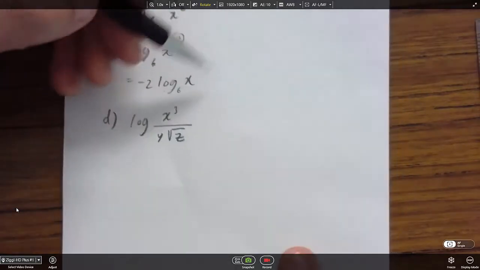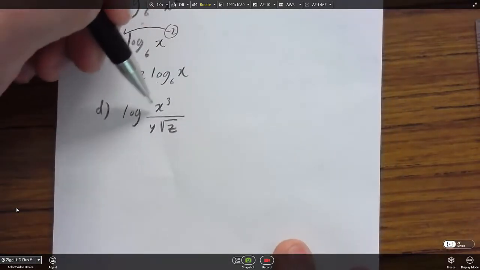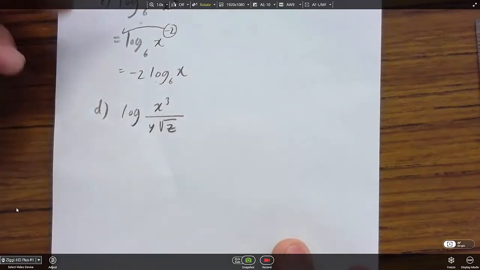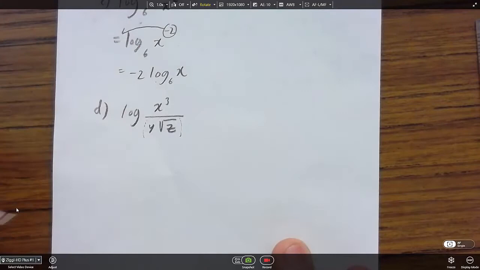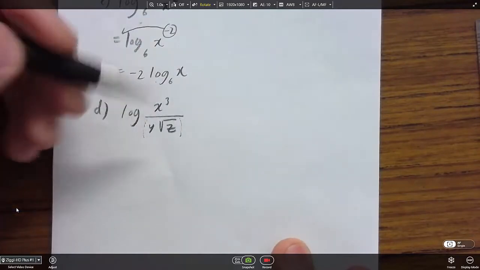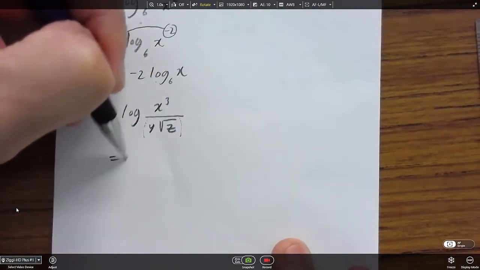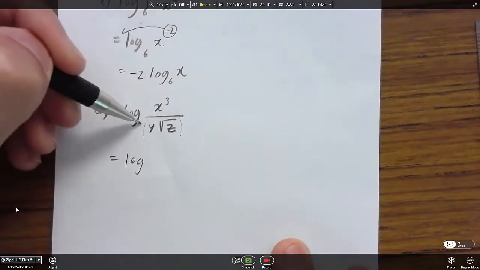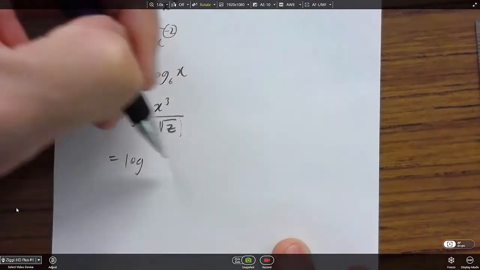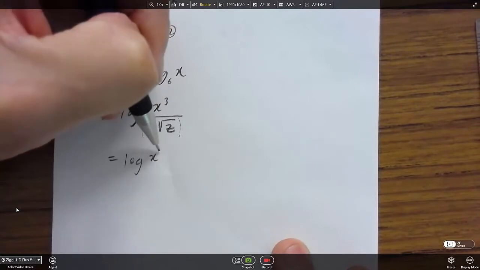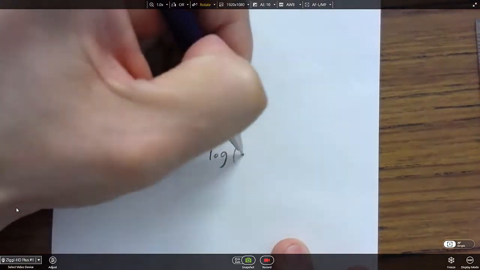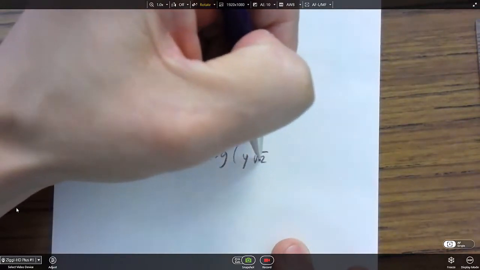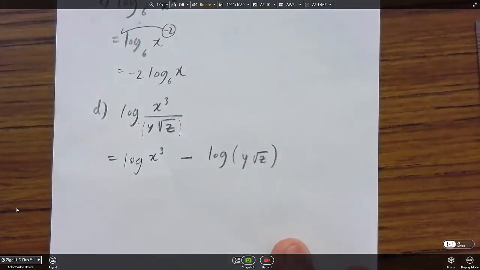Okay, so let's try this interesting one. We have log x cubed divided by this business here. And I want you to think about it like there's a hidden bracket here. So log something divided by something. What's the rule? We have log. There's a hidden base 10 here, by the way. It's going to be log numerator minus log that whole denominator, which is y square root z.